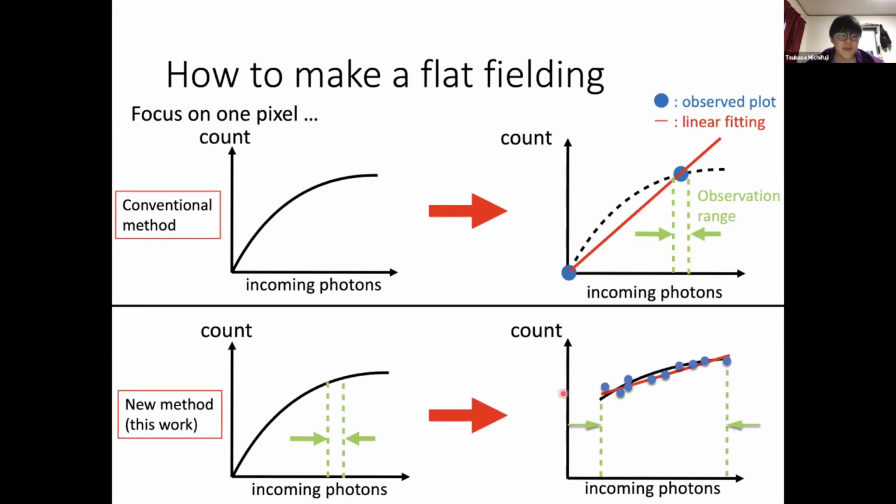But in the new method, the lower half one, using the range of incoming photons, we take many points like this and fit all of them linearly and regard its gradient as the flat fielding value. And also we can evaluate the flat fielding value as the fitting gradient error.